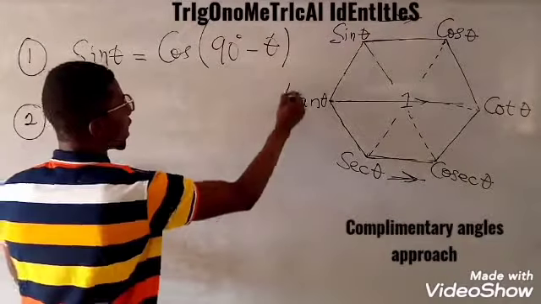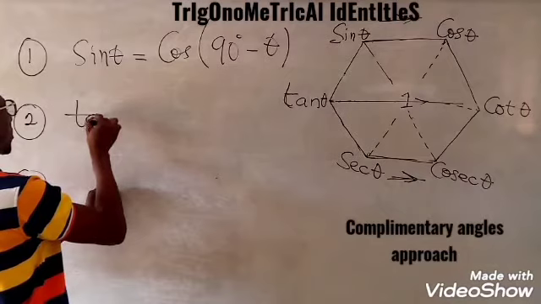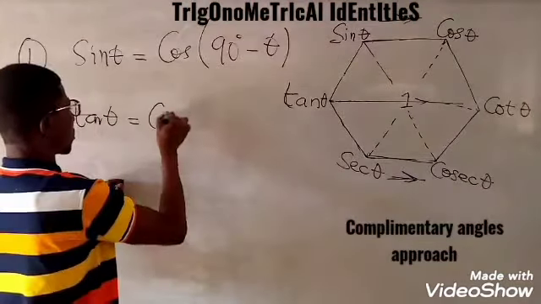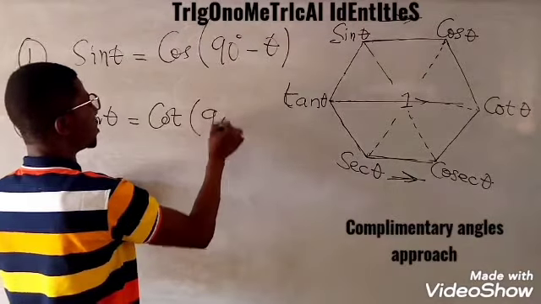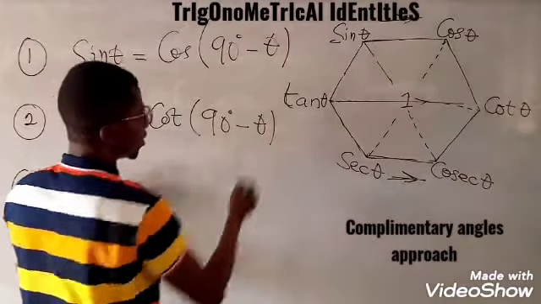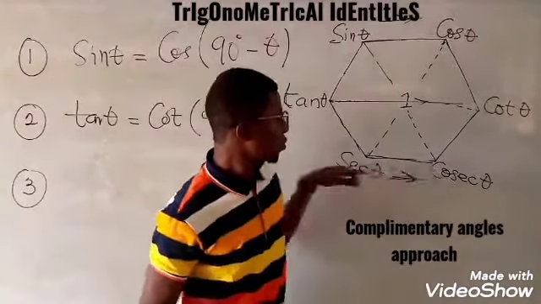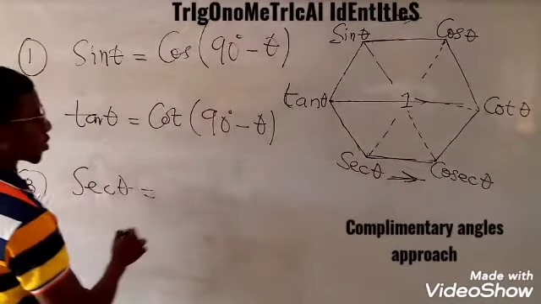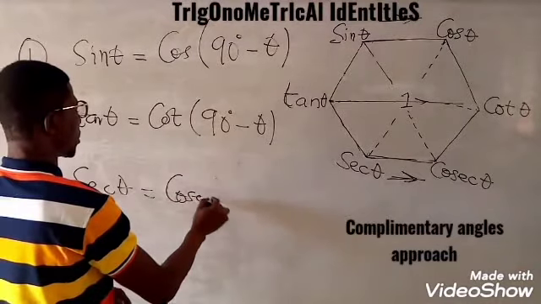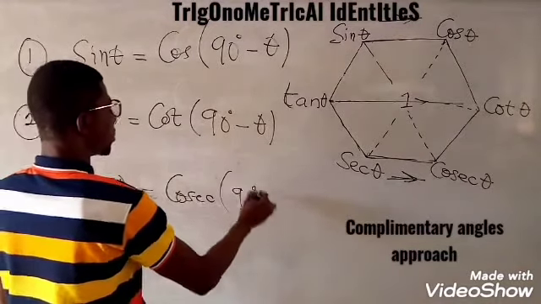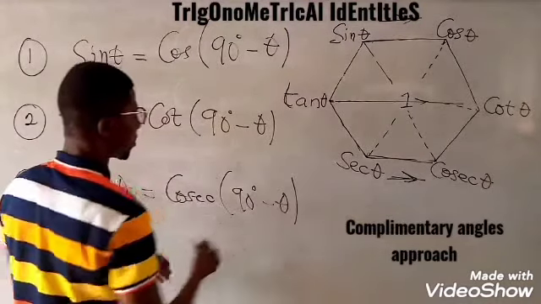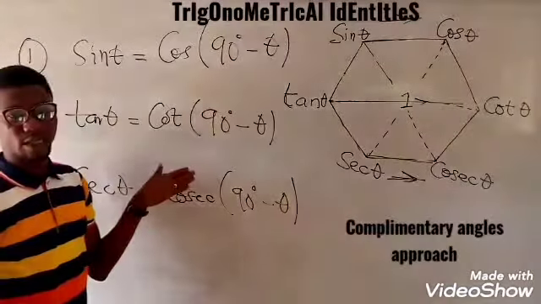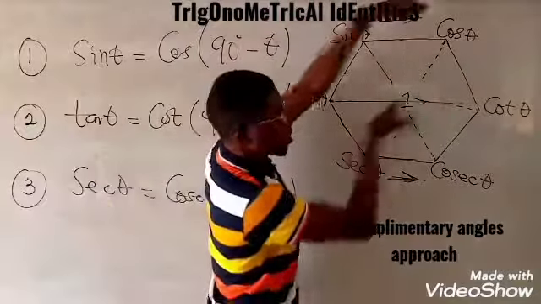When you take tan theta, it equals cot bracket 90 degrees minus theta. Along this also, sec theta equals cosec bracket 90 degrees minus theta. These are some formulas that can be generated along this direction.